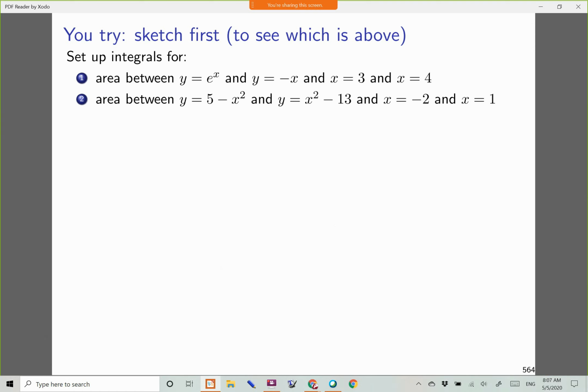So the first one is set up an integral for the area that's between y equals e to the x. That's an exponential function, right? And y equals negative x. And the vertical lines x equals 3 and x equals 4.